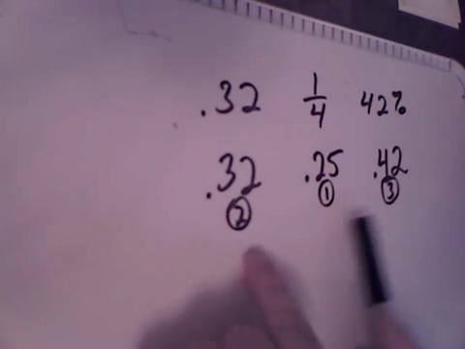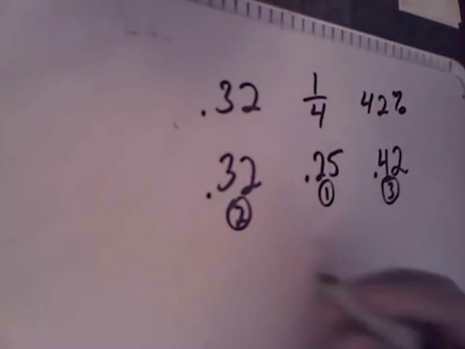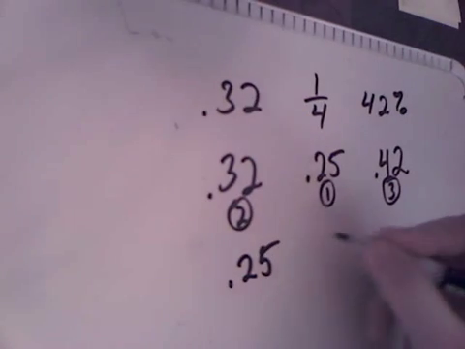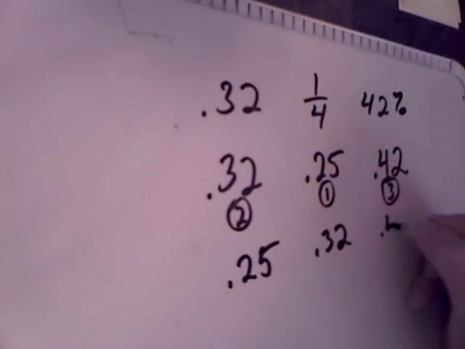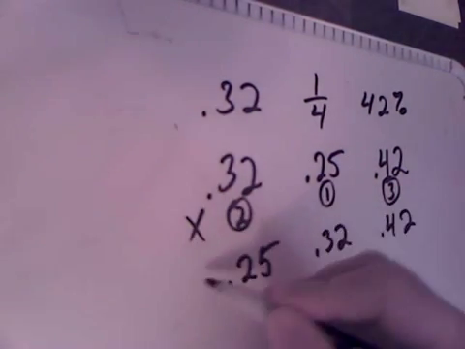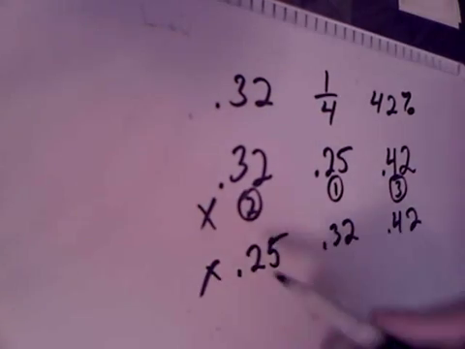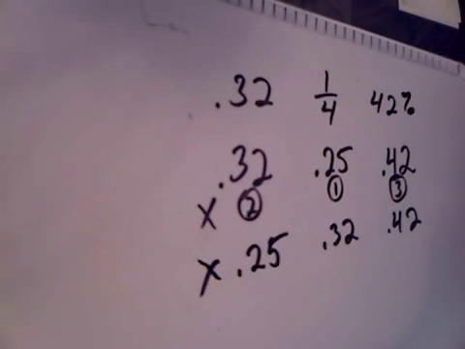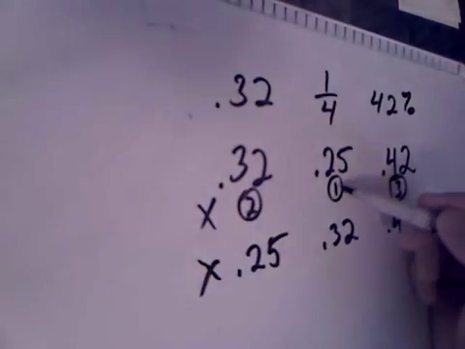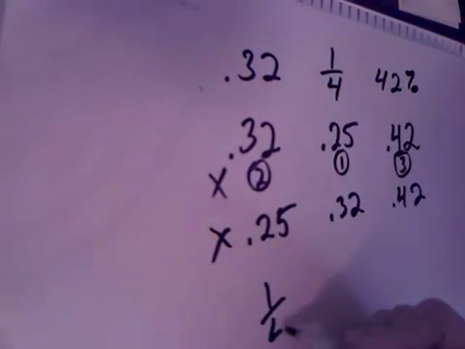This is not the acceptable way to order numbers. It's also not acceptable to do this. Neither of these are okay. When you're ordering the numbers that you've been given, you have to put them back in the form that they were given to you. So, because 0.25 is the smallest number, I'm going to put 1/4.